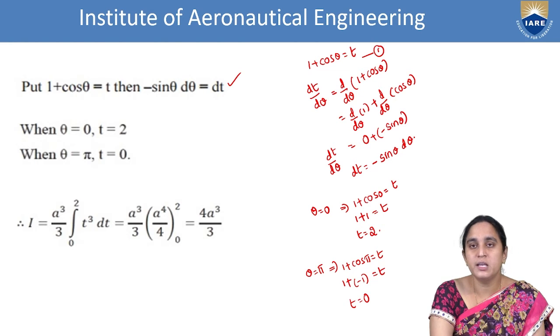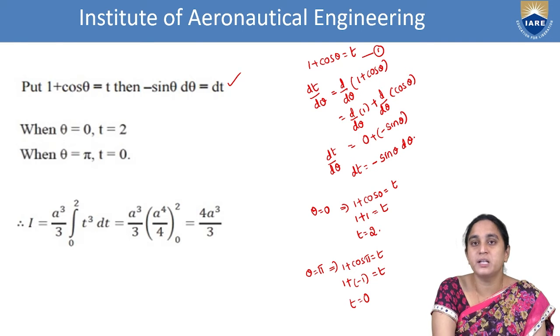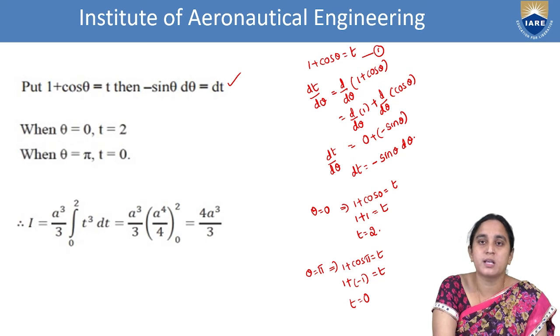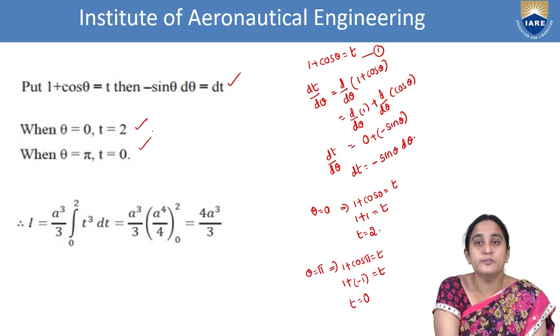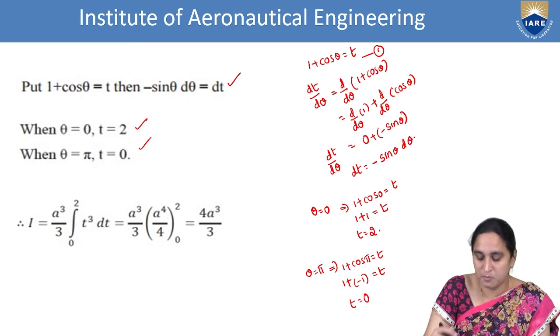Since we are converting each and every variable as a single term of t, we are converting the theta limits also in terms of t. If theta is 0, t is equal to 2. If theta is equal to pi, t is equal to 0. Therefore, the limits are t equal to 0 to 2. Now I am substituting the limits in the above step.